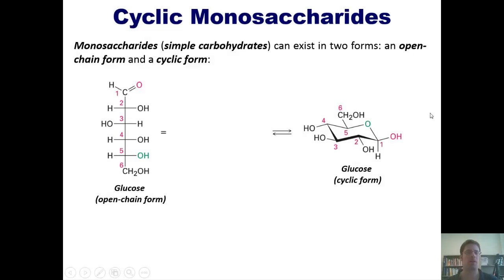Monosaccharides, or simple carbohydrates, can exist in 2 forms: an open chain form, drawn right here, and a cyclic form, depending on how you pronounce it. Some of those might have been absolutely ridiculous pronunciations, but, you know, I like the ridiculous. This is the cyclic form of glucose, this is the open chain form of glucose. And these are actually the same molecule.